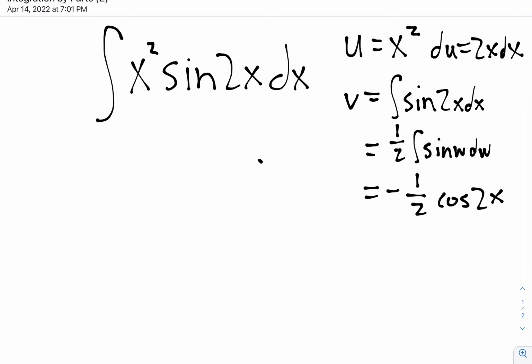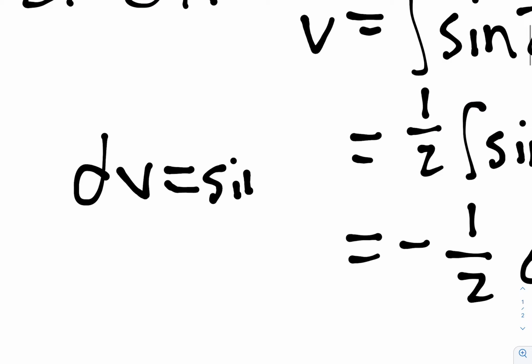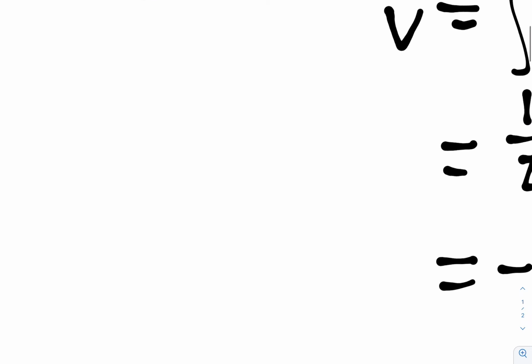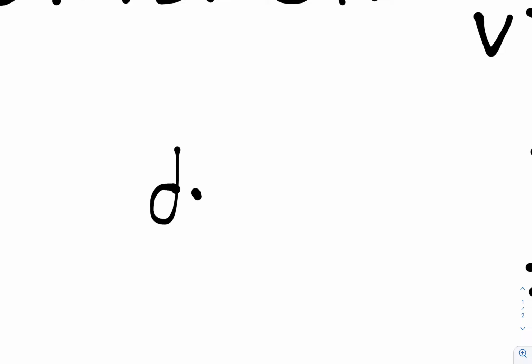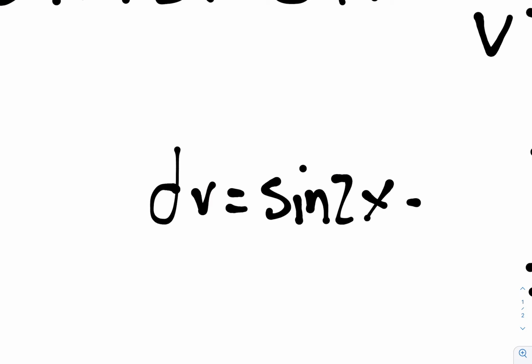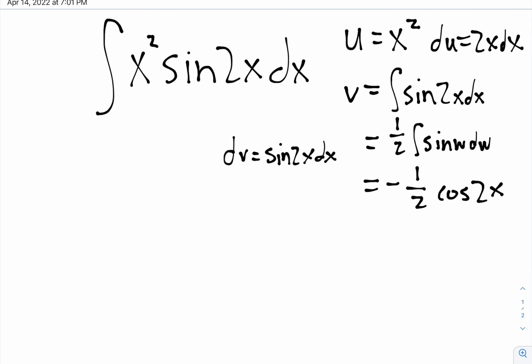And our dv, right, our dv is just the inside of what we're integrating. So our dv is just sine 2x. These equations are so long I don't want to run out of room. So dv equals sine 2x dx. Perfect, we got our dv, we got our v, got our u, and our du. Now let's go to town.